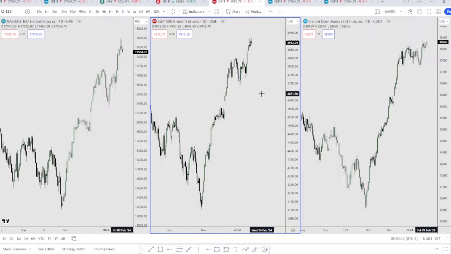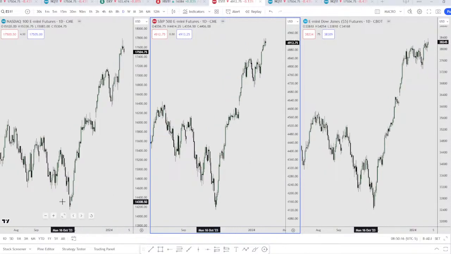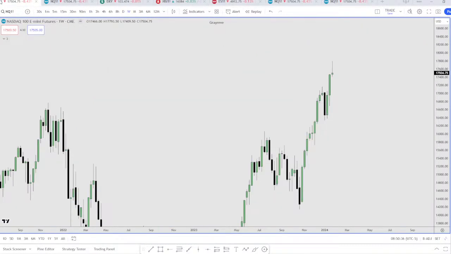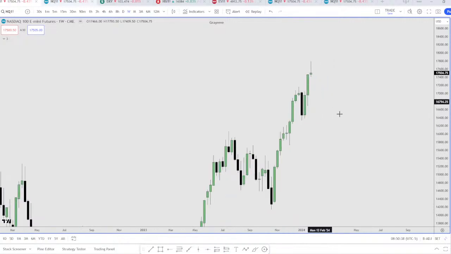Okay, but do you need SMTs for reversals? No, not really, but that would be a good indication for a high probability setup. Okay, so let's say for example right here, all indices made lower low, so there wasn't any SMT, but price still reversed, right? So SMT is more like an optional tool that you can use for confirmation bias.